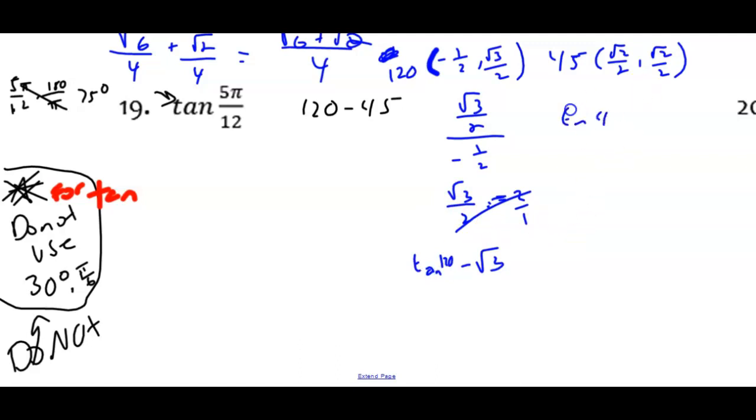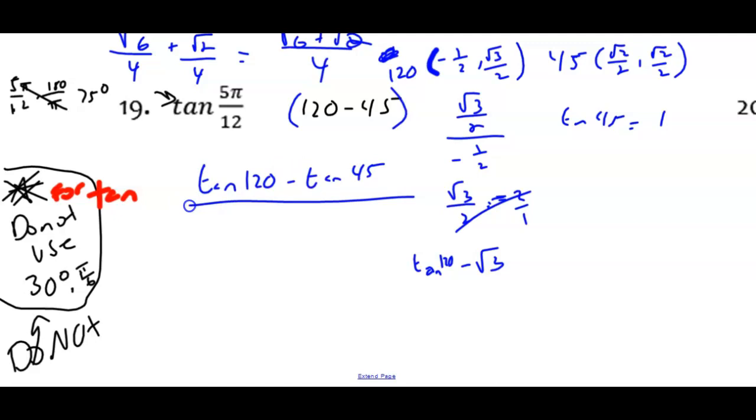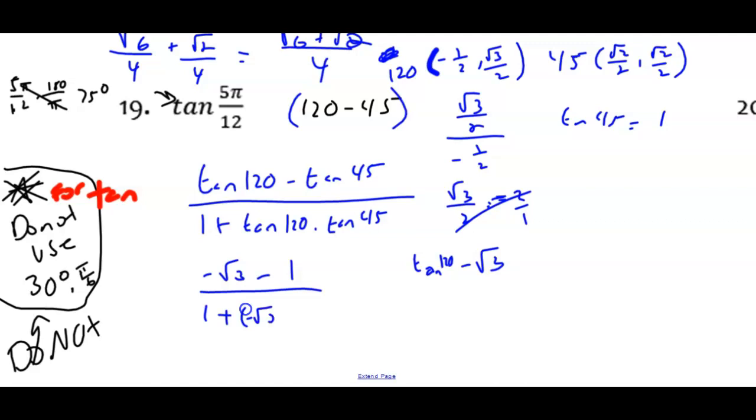Right here, tan of 45 equals 1. Sine over itself, this over itself is 1. So now when we do it, since we did subtraction right here, we have tan of 120 minus tan of 45 all over 1 plus tan of 120 times tan of 45. So 120 is negative radical 3. This is 1, all over 1 plus negative radical 3 times 1. Right? So 1 times a negative radical 3 is a negative radical 3.